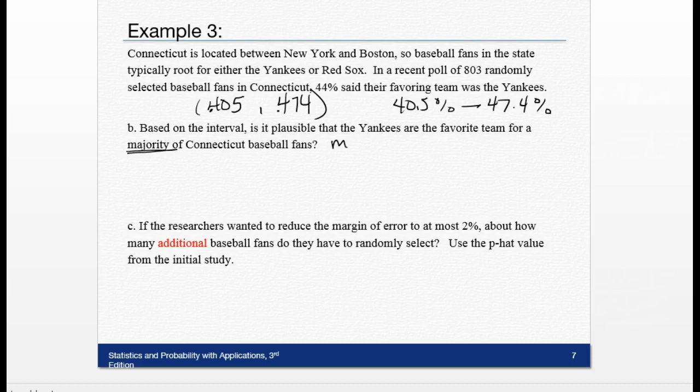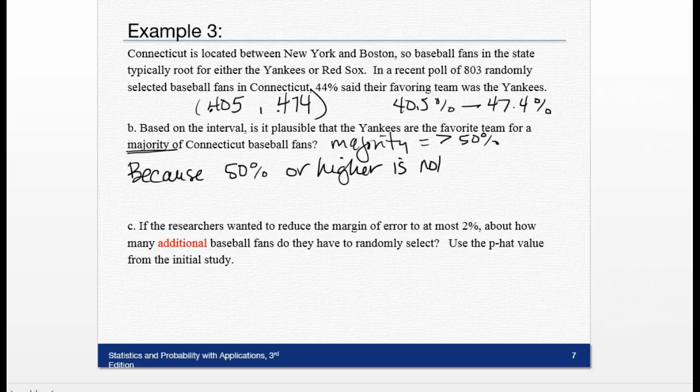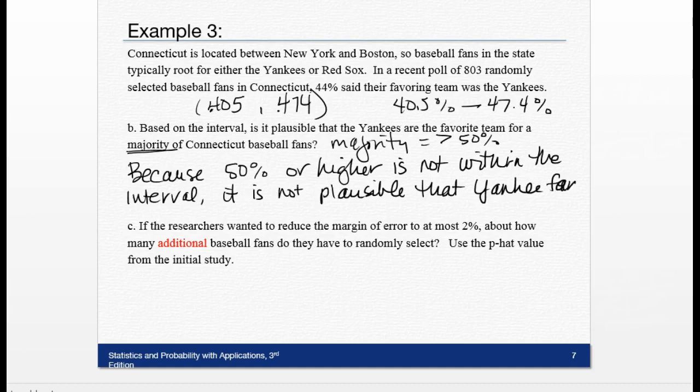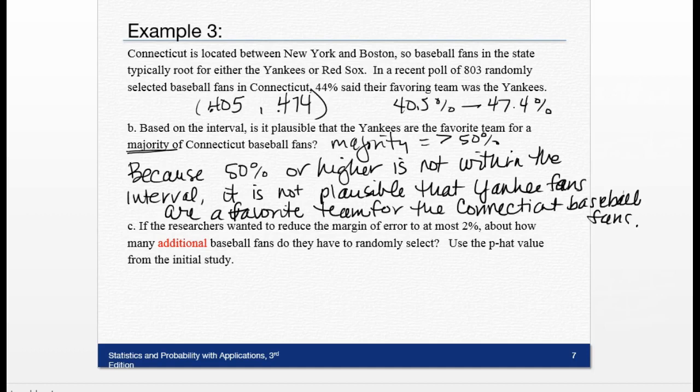Well, what does majority mean? Well, majority means greater than 50%. Well, our interval is not even at 50%, so it's not. So we would say, because 50% or higher is not within the interval, it is not plausible that Yankee fans are a favorite team for the majority of Connecticut baseball fans. Okay, because 50% and higher is not even in our range of values, we know that's not a majority. All right, make sure you answer in context and in a complete sentence.